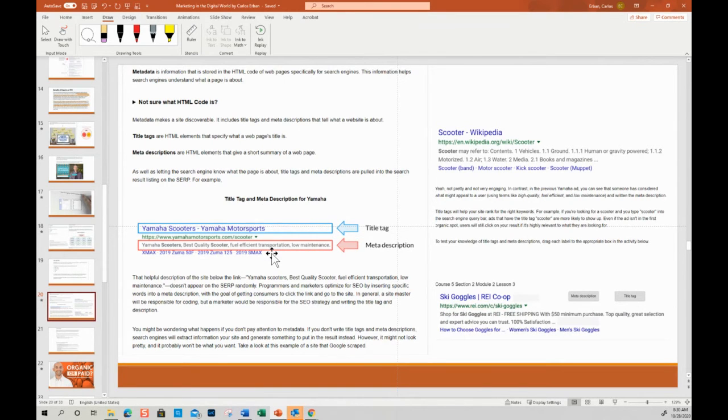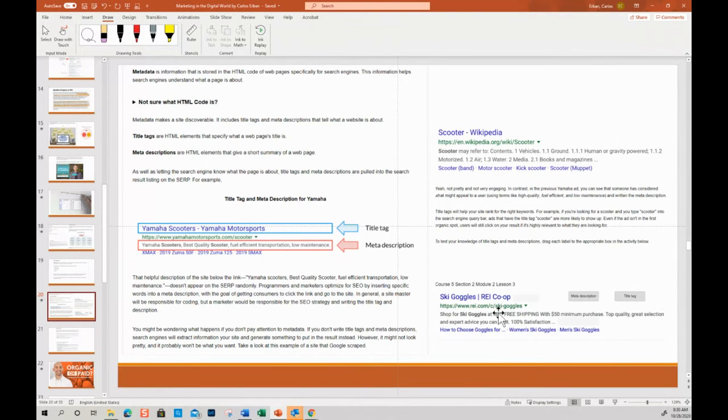Now here, what's interesting about this example, okay, is an example of a really bad title, for let's say you're looking for scooters, right? And all of a sudden you have this information here and it doesn't get you anywhere, because it doesn't have a good title tag, it doesn't have a good meta description. So this is the stuff that is right below the title.